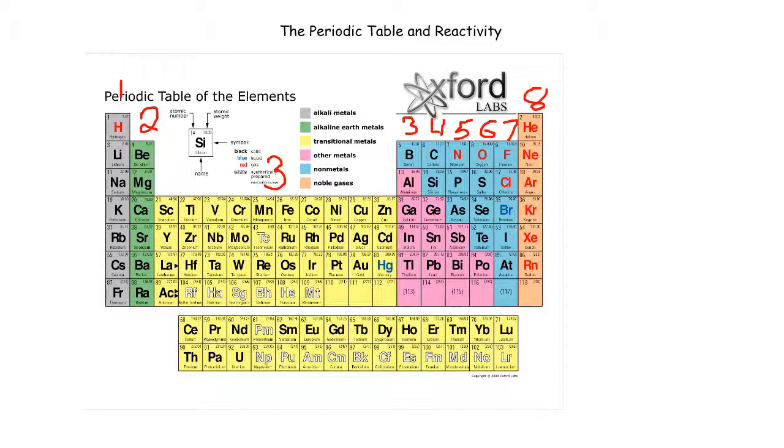These things on this side are very reactive. They react. Things on this side are cool. They don't really react much. So the things in group 1 are very, very reactive. The reason they're very reactive is because they only have one valence electron.